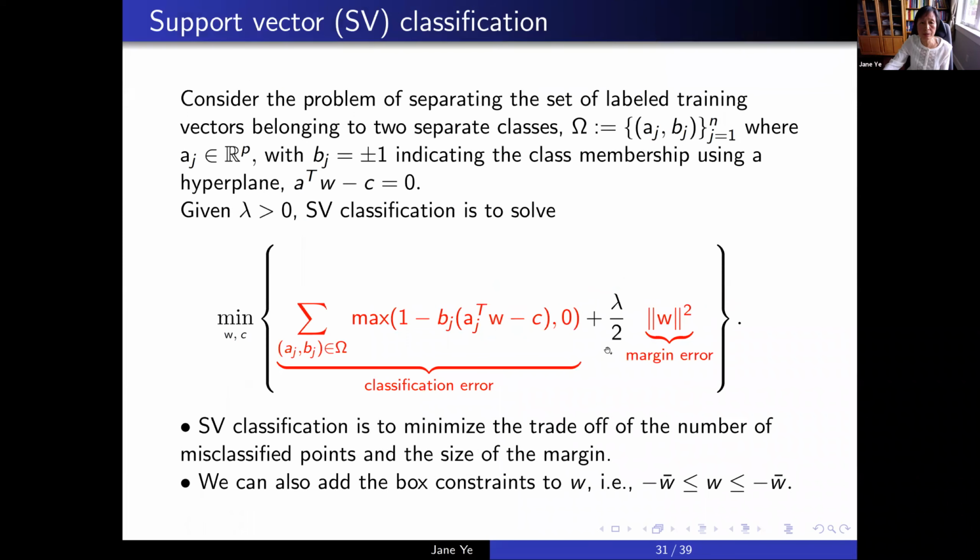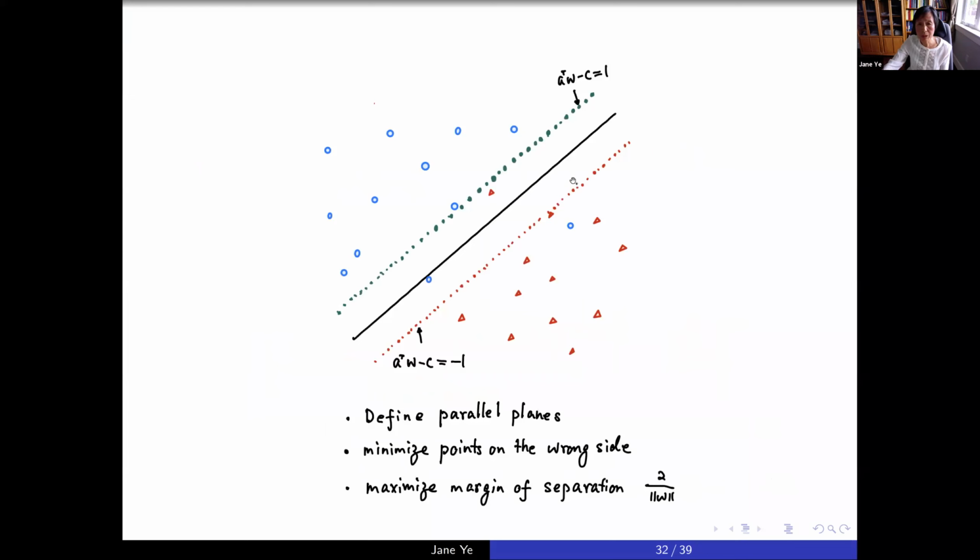Another application is support vector classification. Here you want to separate two kinds of points, blue dots and triangles.